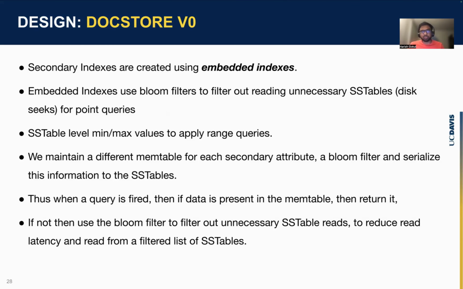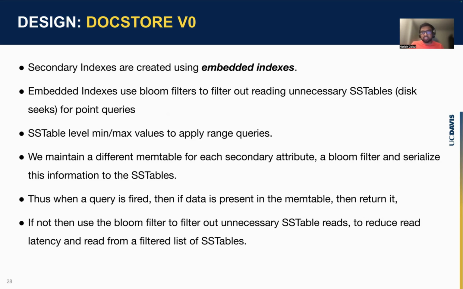The design for DocStore is that secondary indexes are created using embedded indexes. These essentially use Bloom filters to filter out reading unnecessary tables, files on the disk. These are called SS tables, and each SS table will have a min and a max value stored to apply range queries and help find them better. We maintain a different mem table for each secondary attribute, a Bloom filter, and serialize this information to the SS tables, to these files themselves.